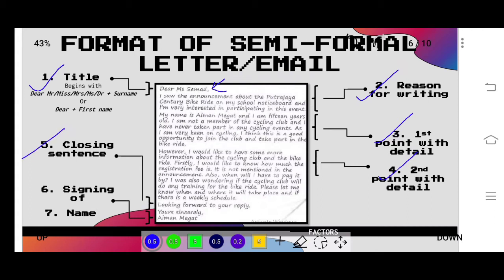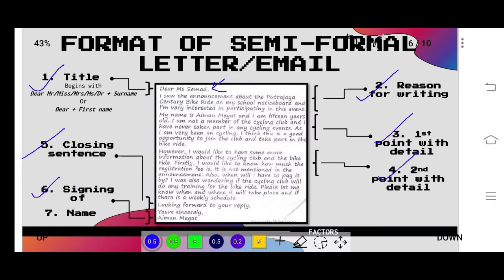So number 5, closing sentence. For example, looking forward to your reply. Because after you wrote something, you want to ask something, you want the feedback, right? You want to know the answer, so you write there looking forward to your reply, because you want to know the answer, whether it is what you want or not.